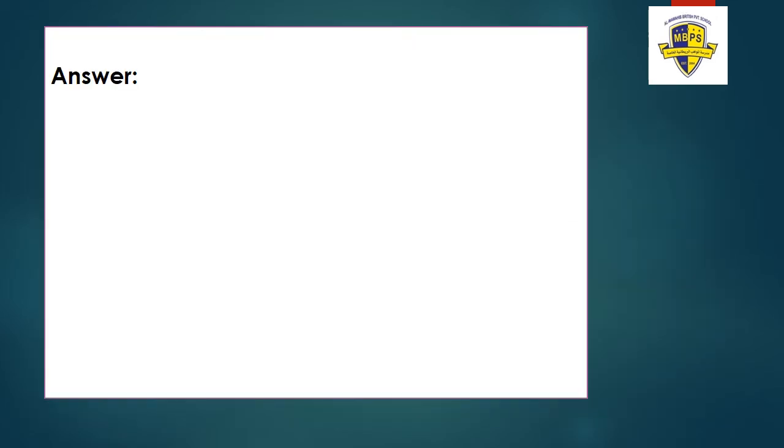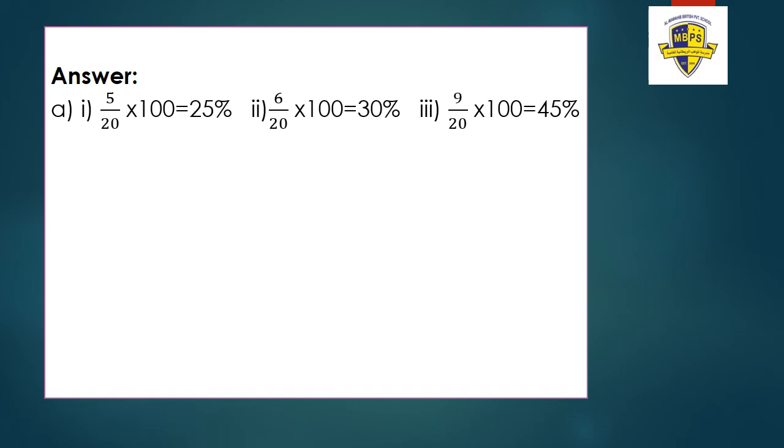Now the answer. A. What percentage of the boys were underweight, normal, overweight? To find this, first we find the fraction, right? Remember? How many boys do we have underweight? Yes, we have 5 boys. 5 out of how many? Out of 20. So we write it as a fraction, 5 over 20.